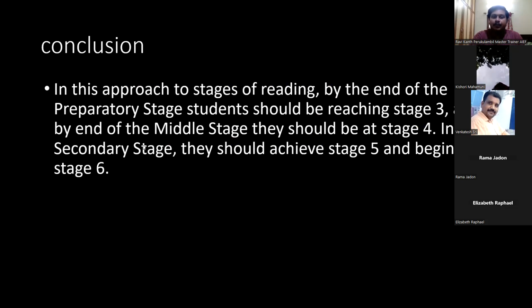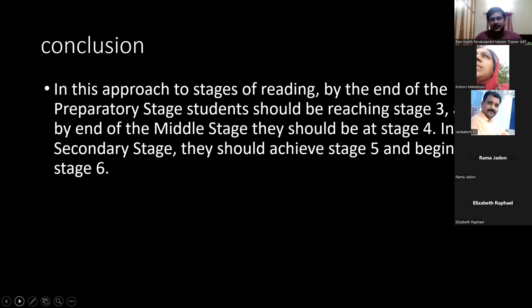Concluding, in this approach to stages of reading, by the end of preparatory stage, students should be reaching stage 3. By the end of preparatory stage, which means by the end of 5th grade, children should reach stage 3. And by the end of middle stage, which means by the end of 8th grade, they should reach stage 4. In the secondary stage, they should achieve stage 5, which means by the end of 12th grade, they should achieve stage 5 and begin with stage 6.